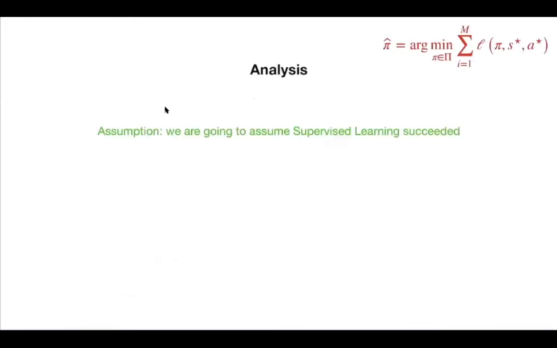Okay, so let's just quickly analyze this. We're going to use this reduction approach again. Here the assumption is that we are going to assume supervised learning succeeds. If you recall the quick brief intro that we had on supervised learning a while back, what we said is that we can guarantee supervised learning succeeds if the test distribution is the same as the training distribution. If there's no distribution mismatch, then supervised learning should work. It works in theory and reasonably well in practice as well, if there's no distribution shift.